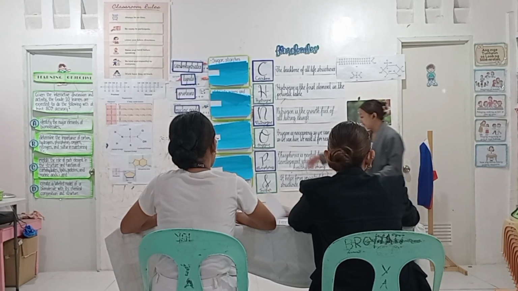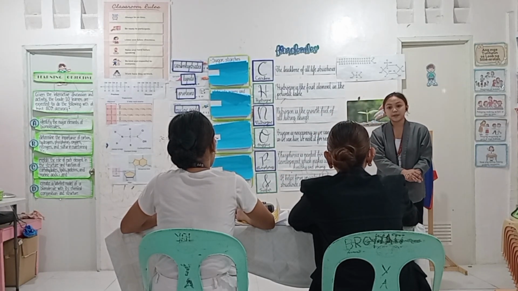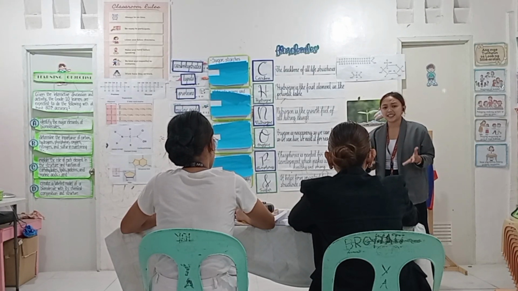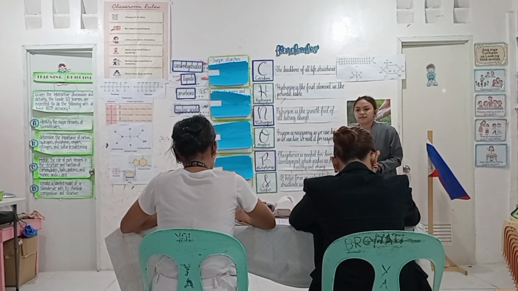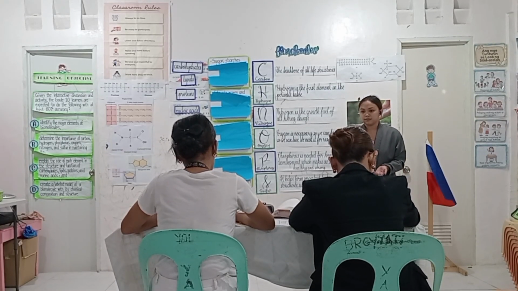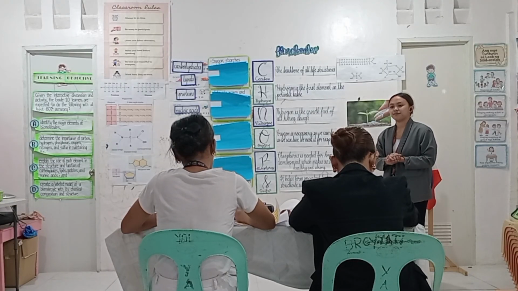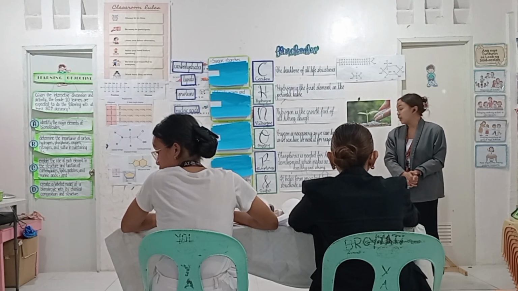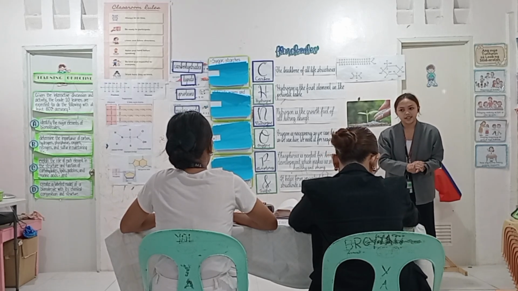And for the last element, it is sulfur. Sulfur is the one element that smells unpleasant. Why do you think it is important? It is important because it helps form important body structures such as proteins. Great job! Yes, sulfur helps form important body structures such as proteins.